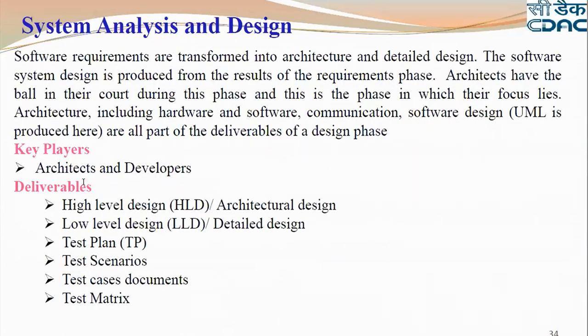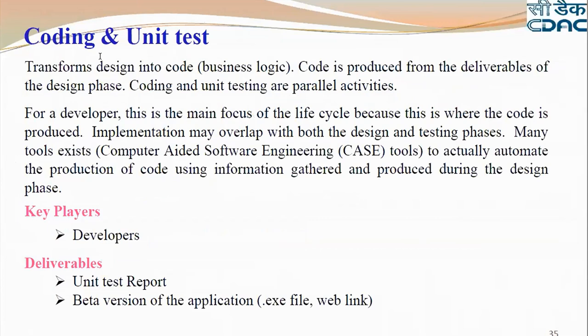System analysis and design. Here also, who is there? Architects and developers. What are the deliverables? High level design, architectural diagram, test plan, test scenarios, like that. All these things are part of system analysis and design. Then comes coding and unit testing. The same developers only. Here you can see managers and business analysts, but we have put only the developers. Next, deliverables: unit test report and beta version of the application.